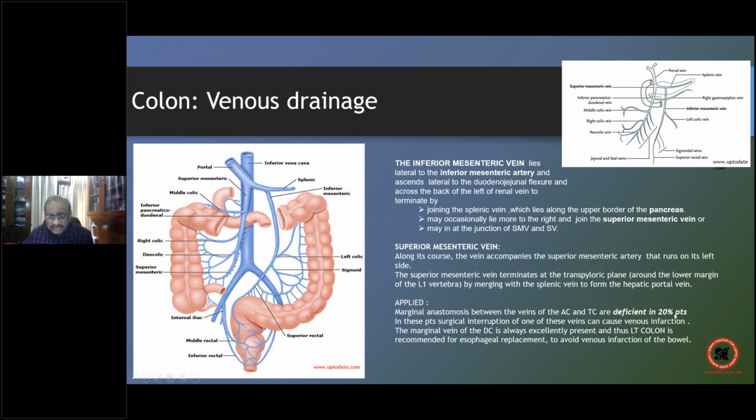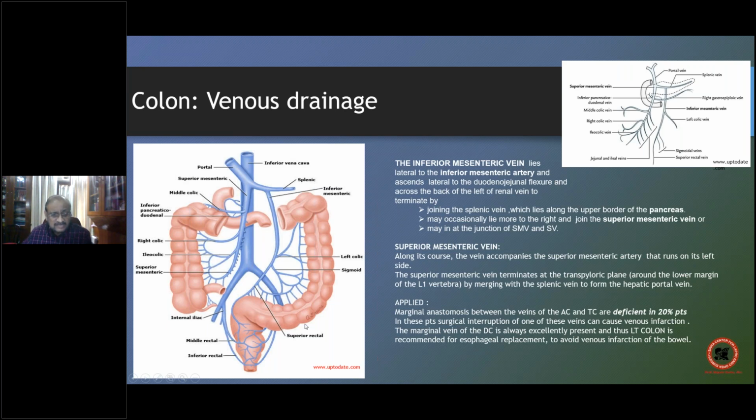Now, this is deficient in 20% of patients, a very high percentage. And in these patients, if you have a surgical interruption of any one of these veins, there could be what is known as a venous infarction. The marginal vein of the descending colon is always excellently present, and it is never deficient as on the right side.